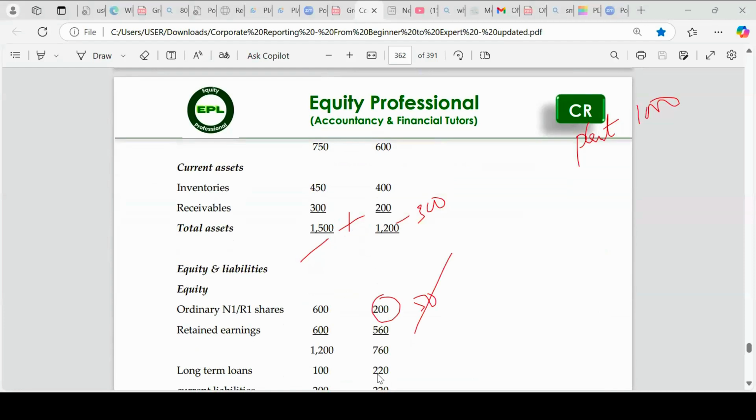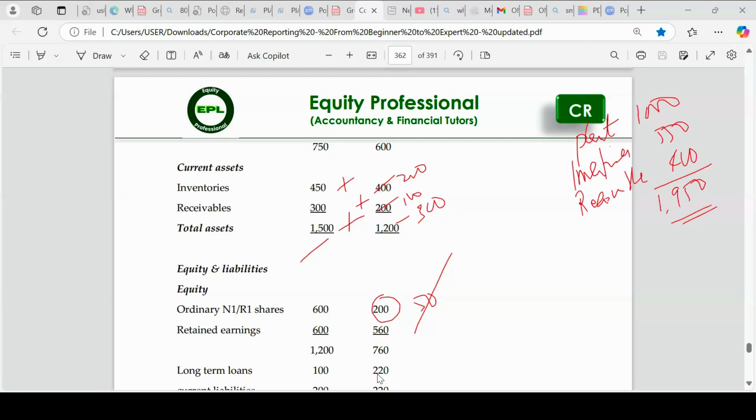Now, in terms of inventories, we must have divided this one 2 by 2. Then we got 200, 450 plus 200, inventories would have given us 550. And then receivables, we must have divided this one 2 by 2. Then when you add this, you have receivables of 400. So this gives me 1,950.